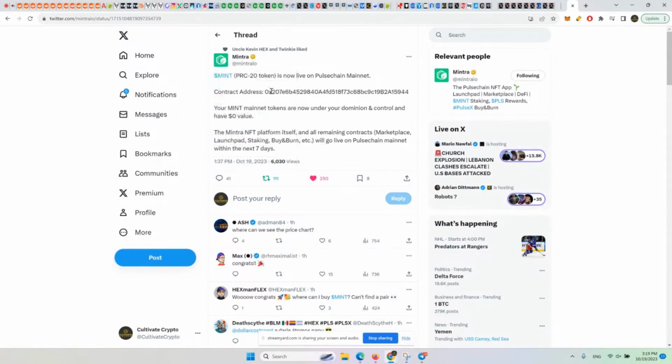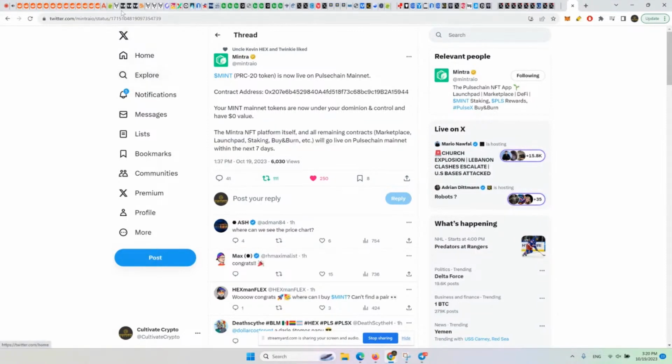But yeah, here is the contract address. All you need to do is take the address, copy, paste it, right? So like I said before, your Mint mainnet tokens are now under your dominion and control, and they have zero value to start out with. The Mintra NFT platform itself and all remaining contracts, marketplace, launchpad, staking, buy and burn, etc., will go live on Pulse Chain mainnet within the next 1 week, right? So you won't be able to go out in the market and purchase it. You won't be able to sell it, but there won't be too much price action on it until that time.